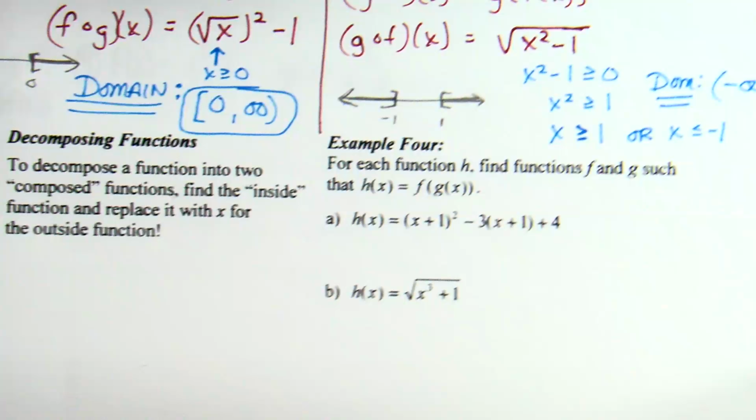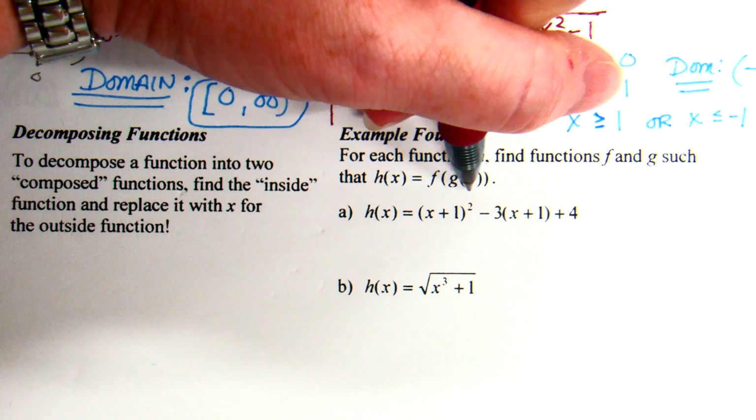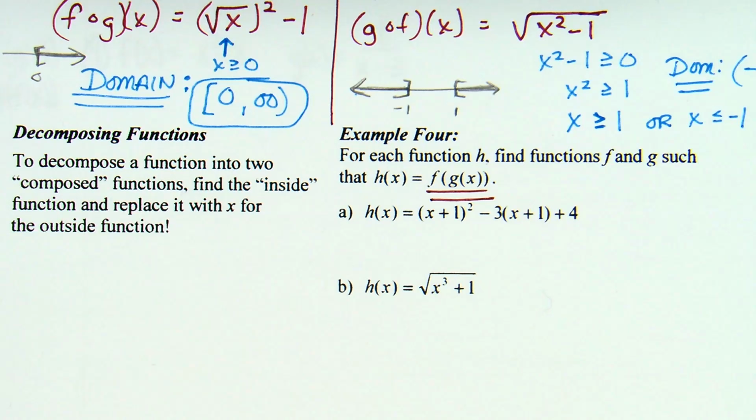So to decompose a function into two composed functions, we want to think about finding what's the inside, so that inside that we can then plug into an outside. So we're trying to take f∘g here basically and undo it. Okay. So you'll notice right here it says that h of x is f of g of x. So we're trying to break this down into f∘g. Keep in mind the inside then is g of x. F of x is going to be the outside.